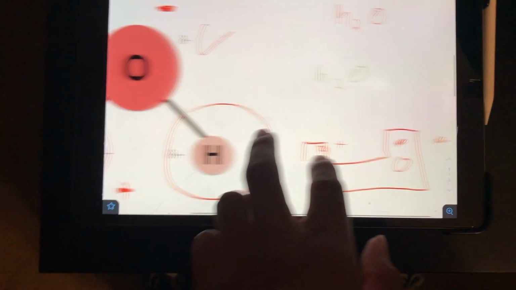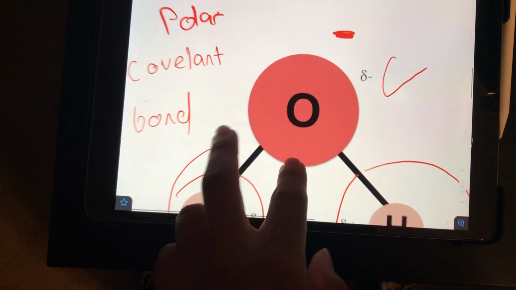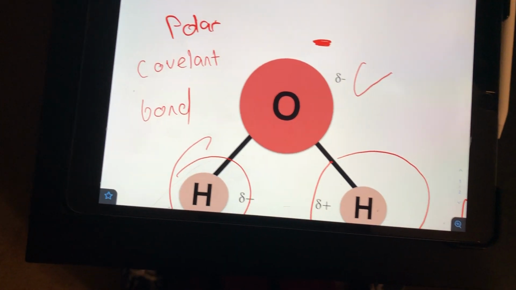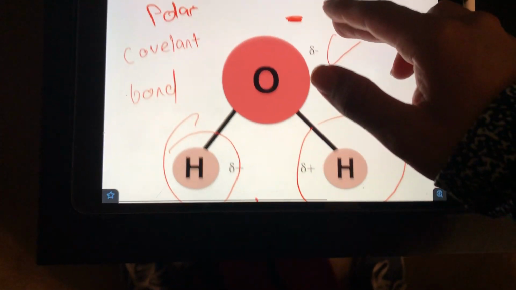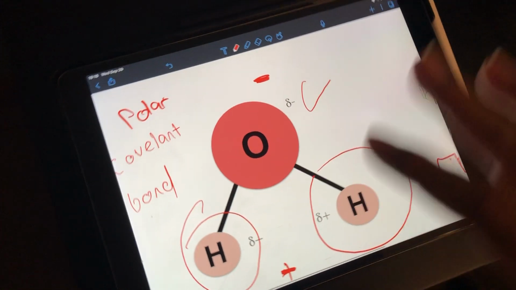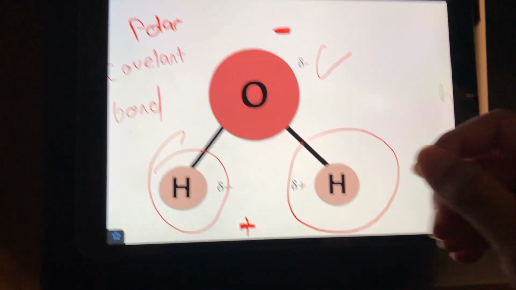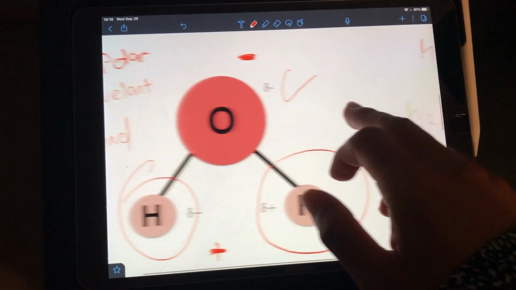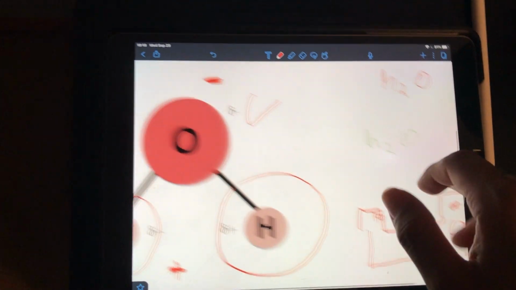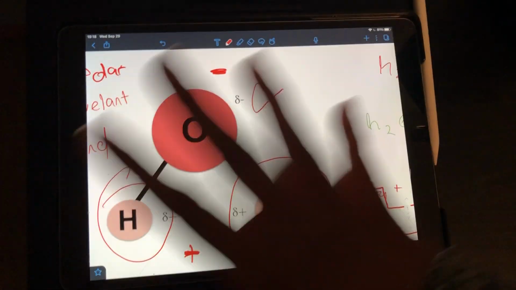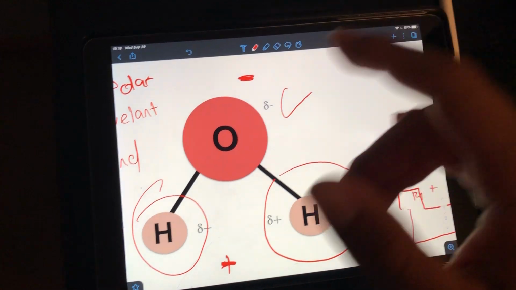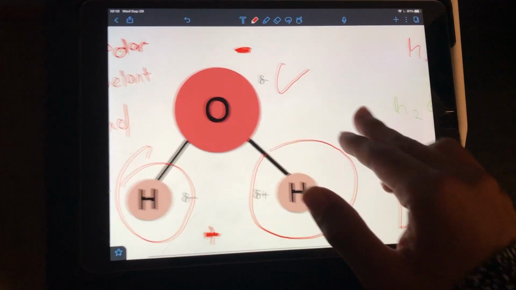We know that H2O has a polar covalent bond. Polar meaning that there's one side more negative and one side more positive. So it's unbalanced. I should say, it's not neutral. There's not a side that's happy.